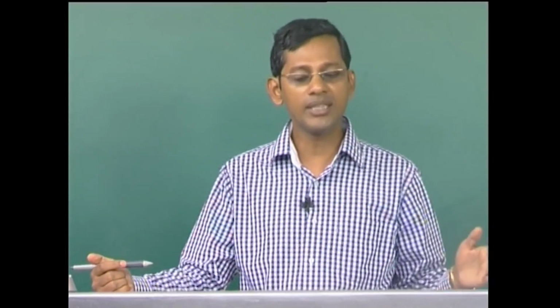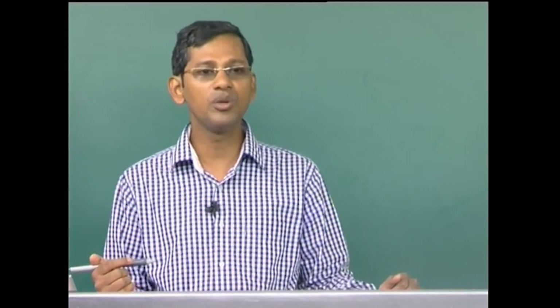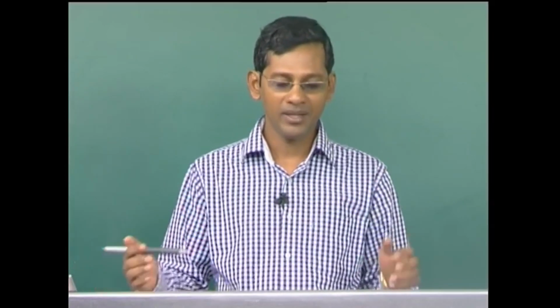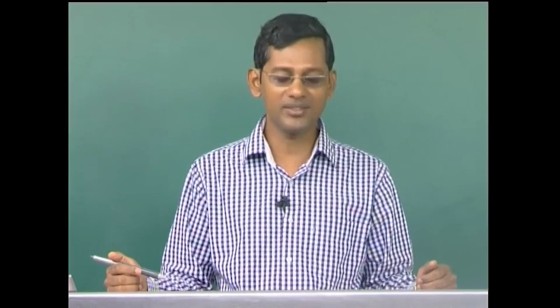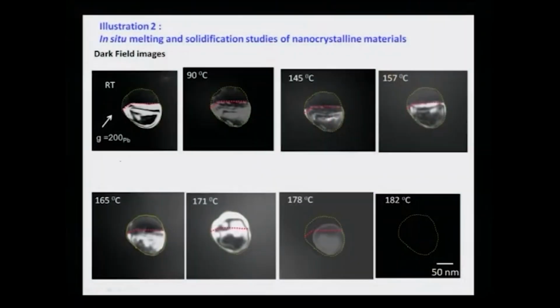I am showing you a set of dark field images which will tell you how this can be used to understand the phase transformation. If you start from room temperature to 90 degrees or even 145 degrees, nothing much happens to the particle. The dark field image is basically taken in such a way that the lead part of the particle is illuminated, tin part is not.